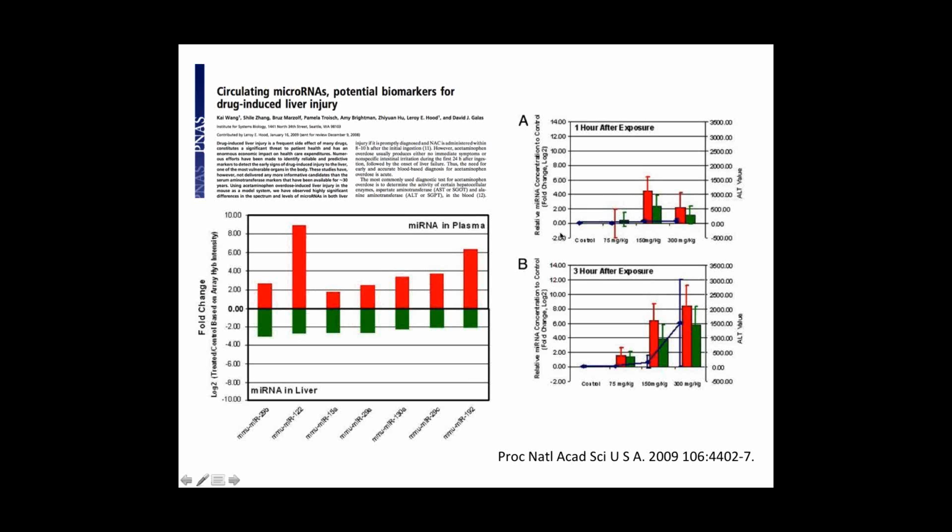This is consistent with miR-122 leaving the liver and going into the plasma when the cell is injured. And the key thing, or certainly one of the key things this paper shows, is that the miR-122 in the plasma is more sensitive than current markers. So at lower doses of acetaminophen and earlier after acetaminophen exposure, miR-122 is elevated compared to ALT.